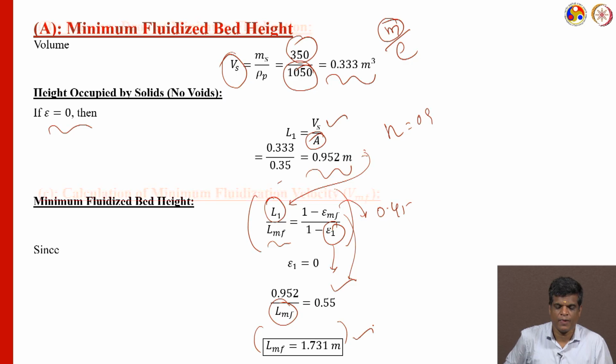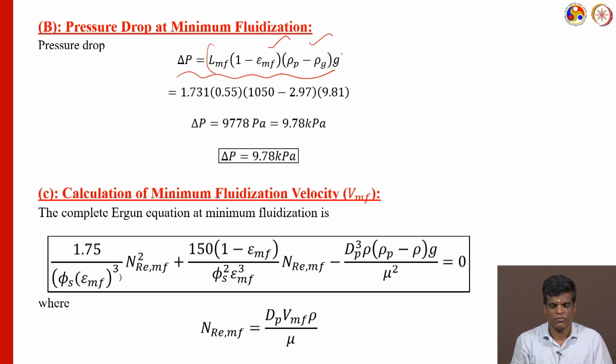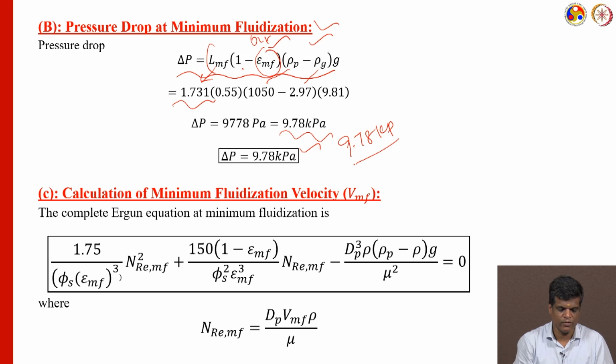So it is 1.73 meter. Now the pressure drop, we know delta P equal to LMF times 1 minus epsilon MF times rho P minus rho G times g. So we know 1.731 from the previous step, then 1 minus the minimum fluidization voidage 0.45, then the density of particle and the density of gas. We get the pressure drop at minimum fluidization. What is the pressure drop? The delta P equals 9.78 kilopascal, the pressure drop at minimum fluidization.